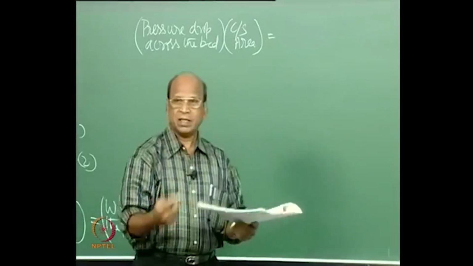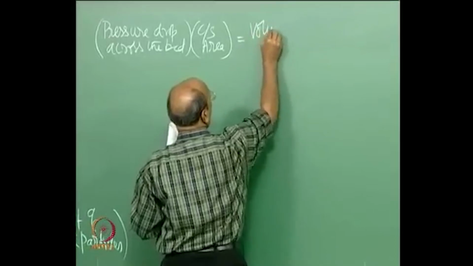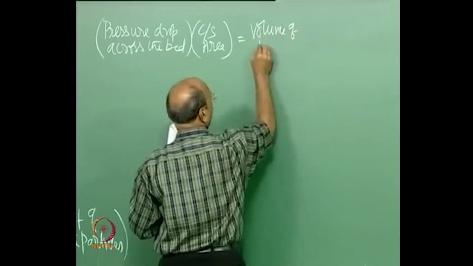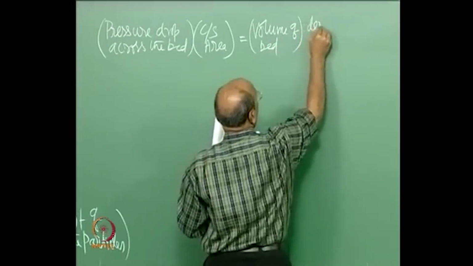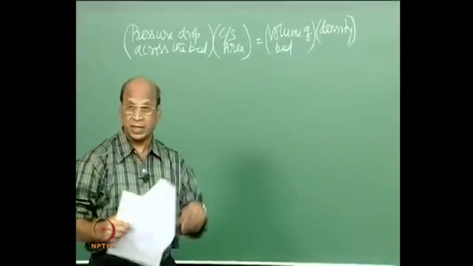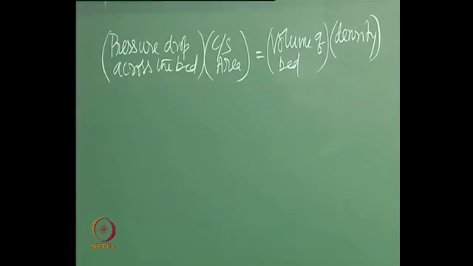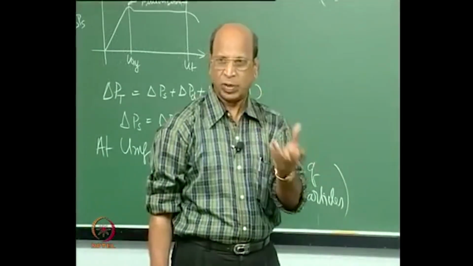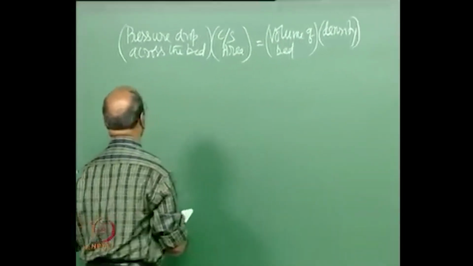Volume of bed and density, and this density is the apparent density, because you already have some other fluid and the solids would have lost some weight because of the buoyancy. Into, of course, g is there. So this is the one.